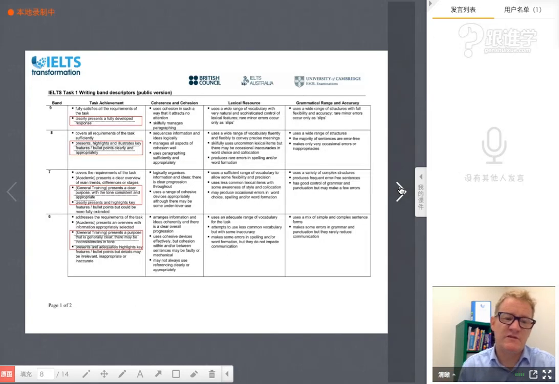Let's have a look at the next comment. Clearly presents a fully developed response for a 9. 8 presents, highlights, and illustrates the bullet points clearly and appropriately. Okay, let's concentrate on the 7. Presents a clear purpose with the tone consistent and appropriate. So, 2 ideas here. The purpose.